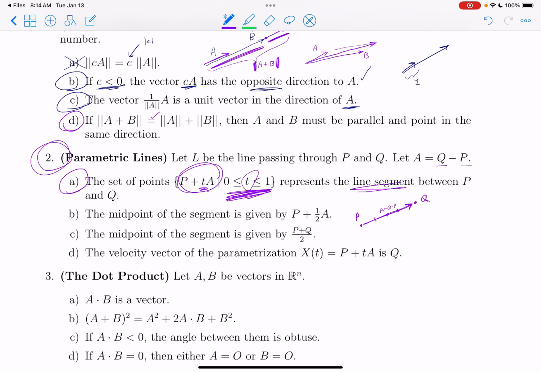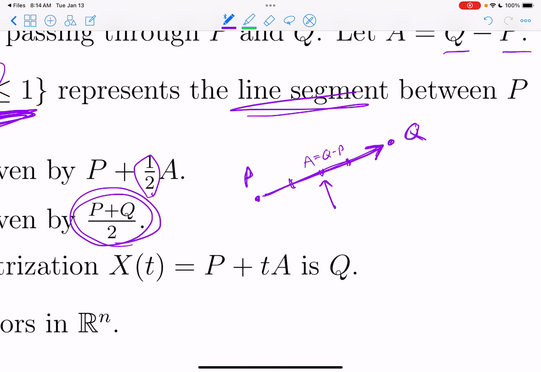That's correct. Like I said a moment ago, the midpoint is when T equals a half. So yeah, that's correct. The midpoint is also given by this, and you can see that by the definition. So P plus a half A is the midpoint. But what's A? A is Q minus P. And so if we have a half Q minus a half P, and we started with a P plus that, then the P and the minus half P will combine, and we'll get just positive 1/2 P. And so we've got a half Q and a half P. That's the same as P plus Q divided by 2. So this is also true.